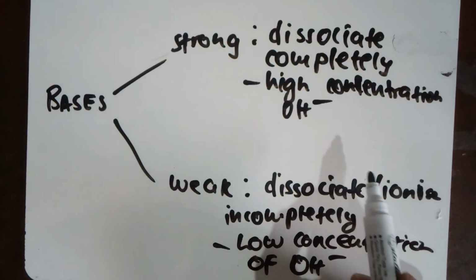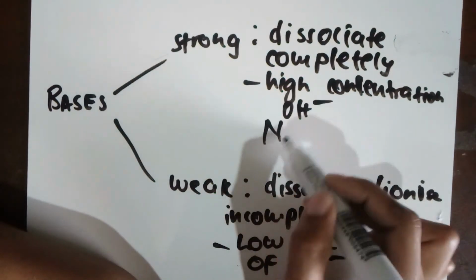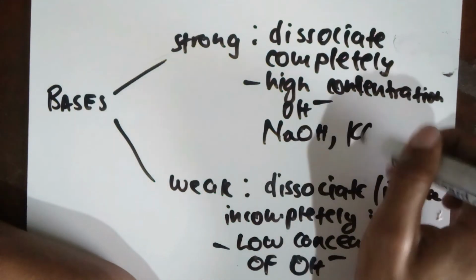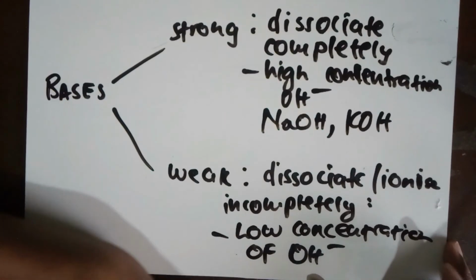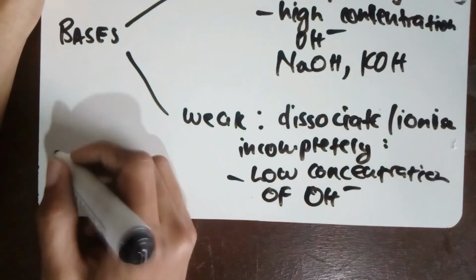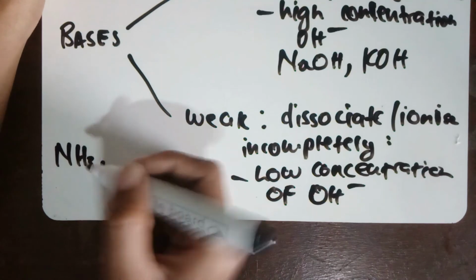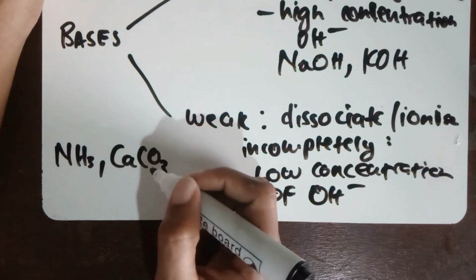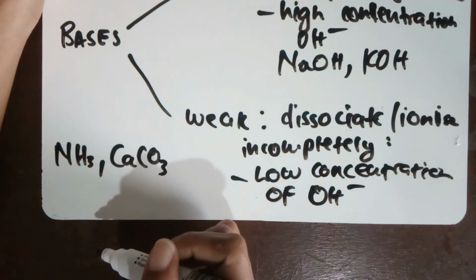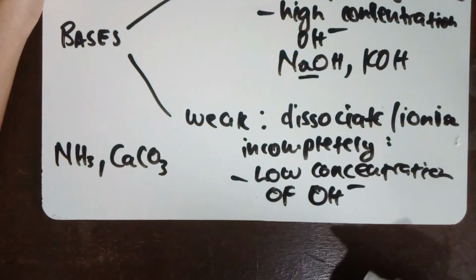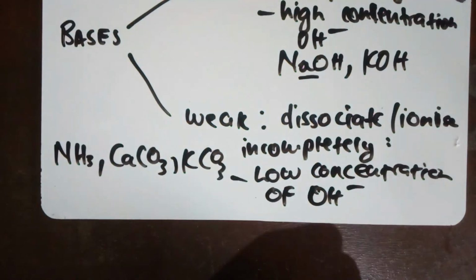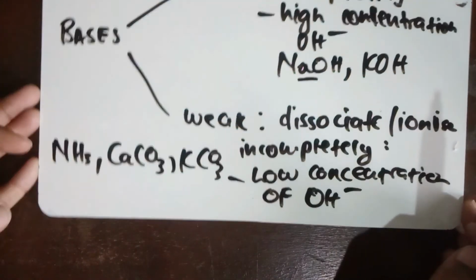An example of a strong base that we can take is sodium hydroxide. I said acid, I apologize, it's a strong base. And then there's also potassium hydroxide, KOH. An example of a weak base: you have your ammonia, you have your calcium carbonate. There are many others, right? There's also potassium carbonate. So just make it your task to make sure that you know most of these acids and bases.